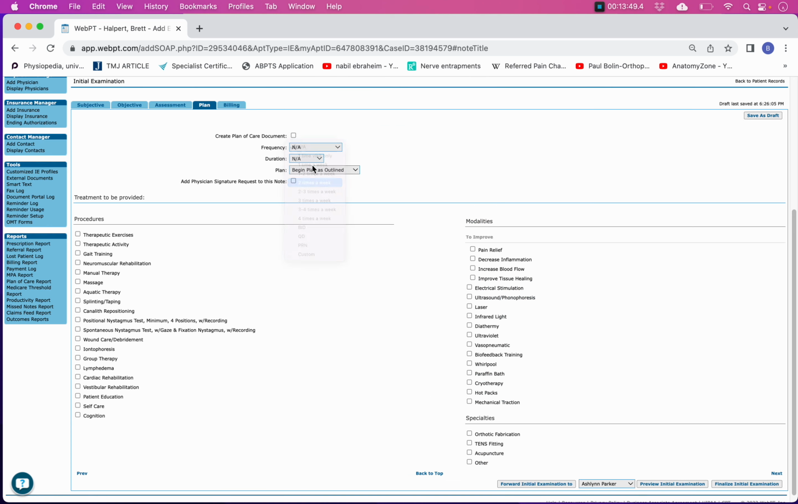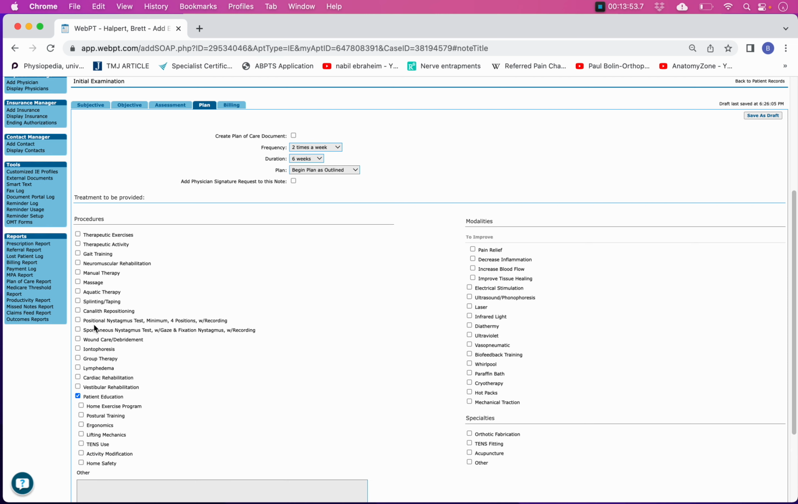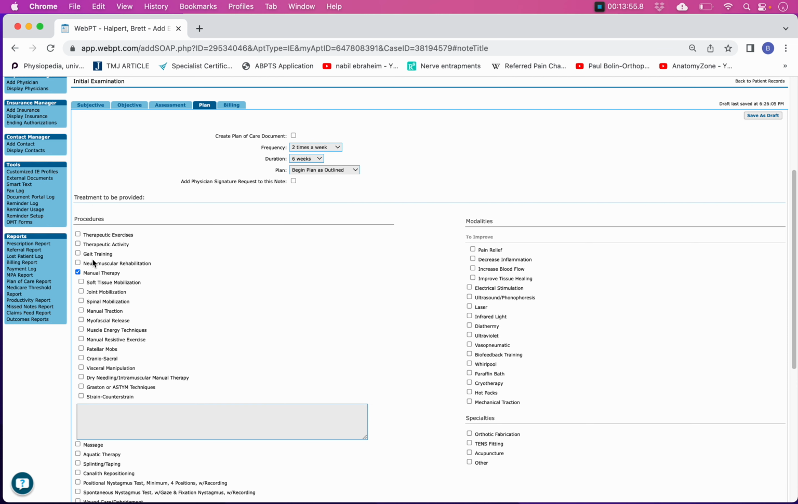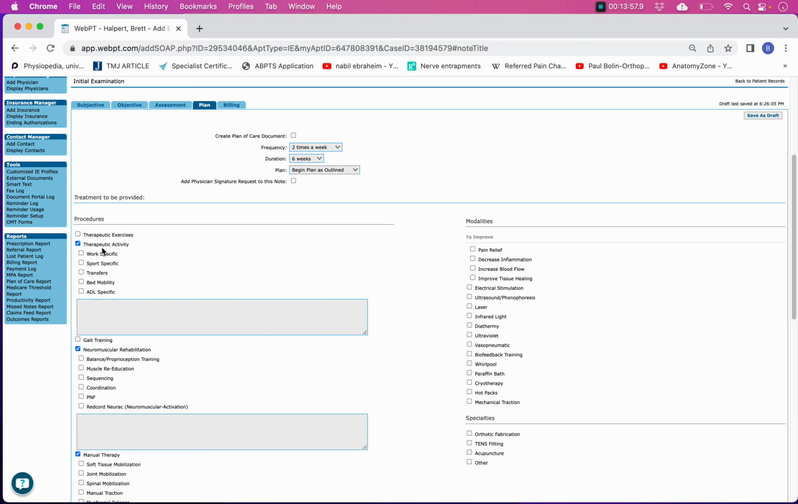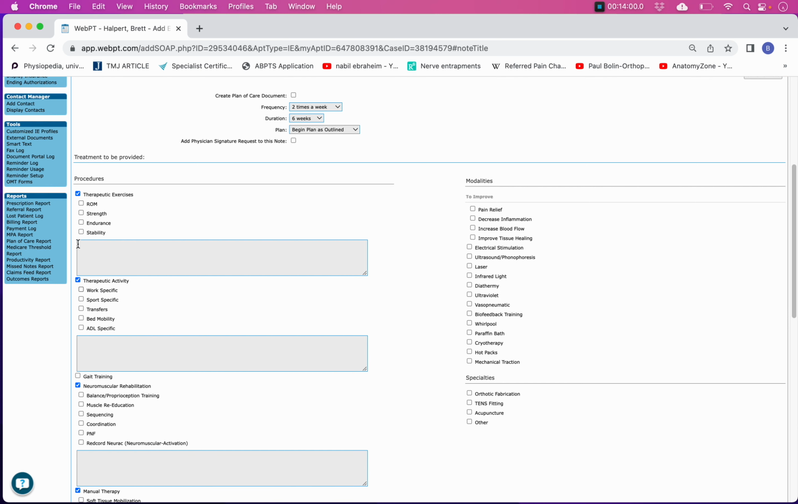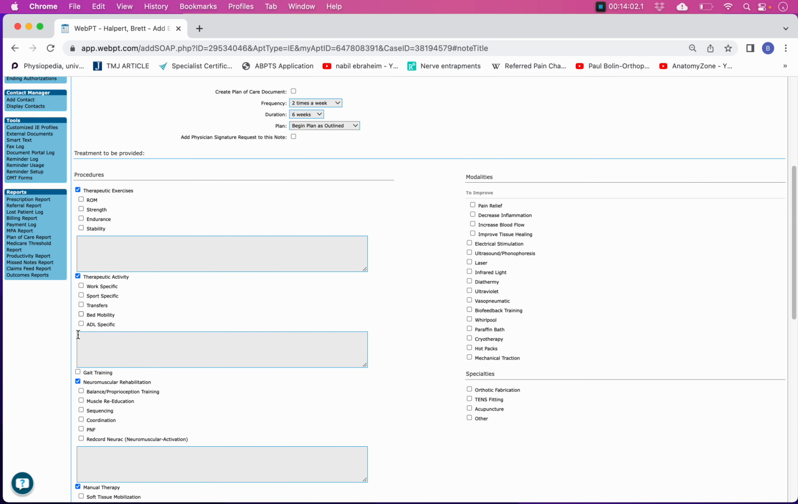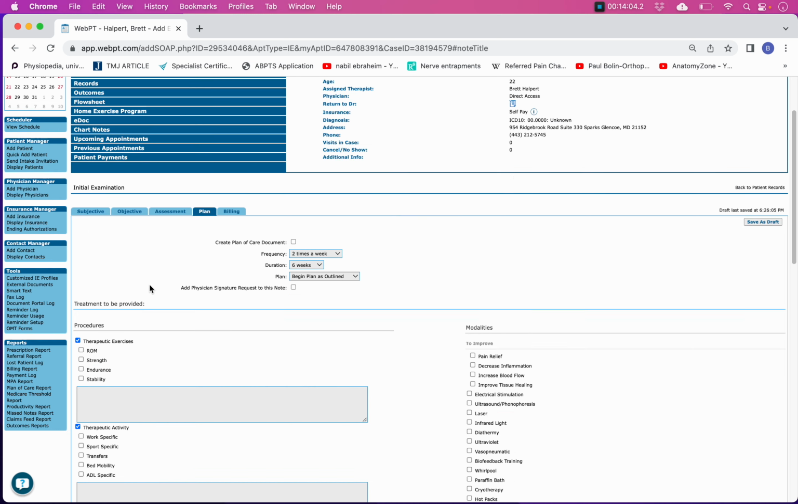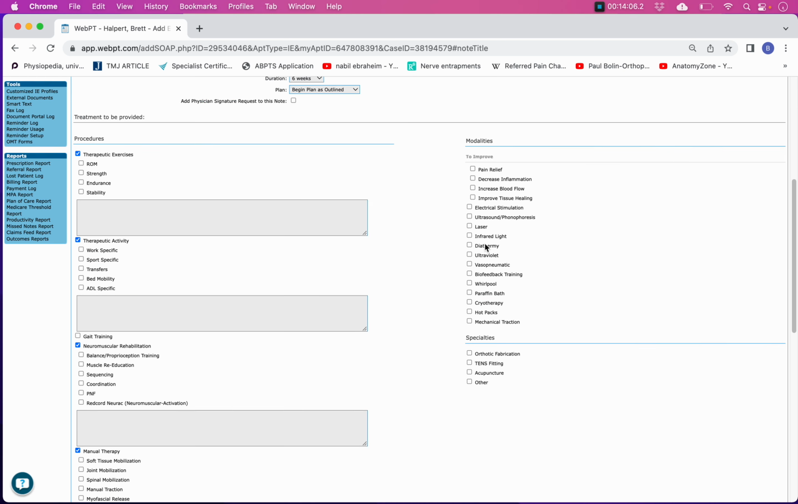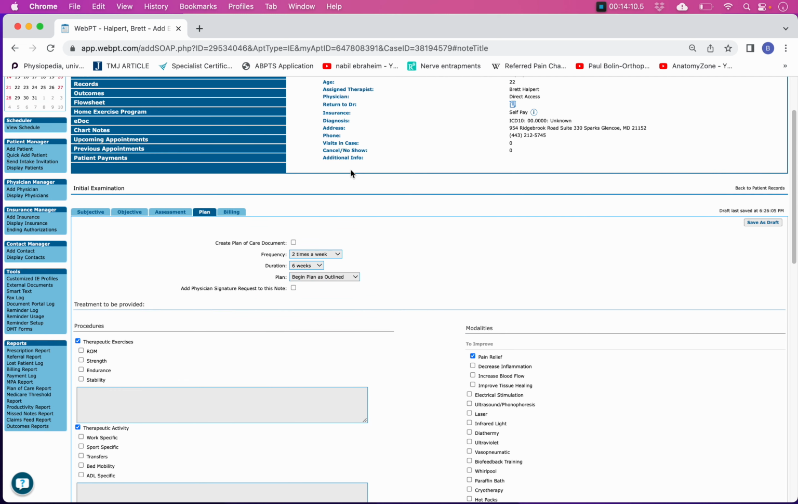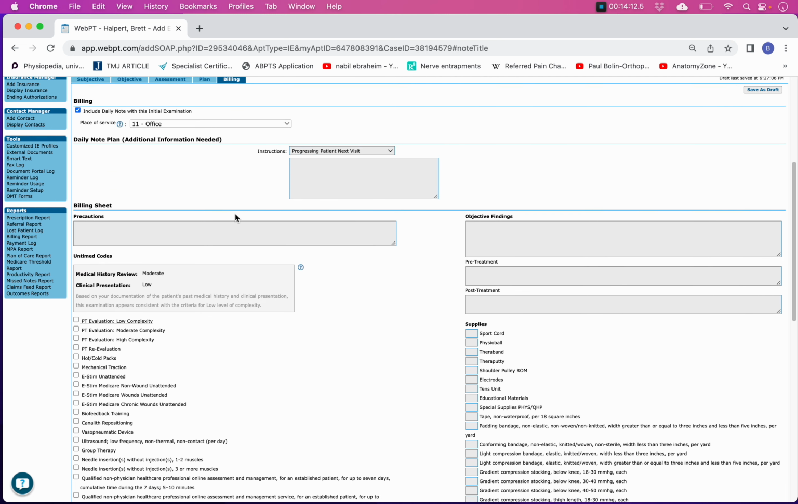Frequency, we'll say 2 times a week for 6 weeks. Self-care, patient education, manual therapy, neuro-rehab, therapeutic activity, exercise. I usually don't check these any further. I think just going under the box covers it. I don't do a lot of modalities, but if I do something like dry needling, I just put it for pain relief. And then billing.